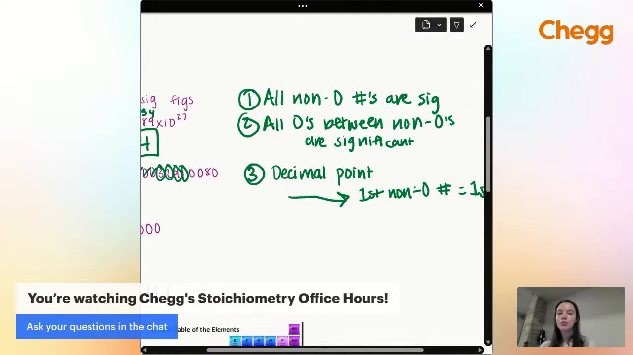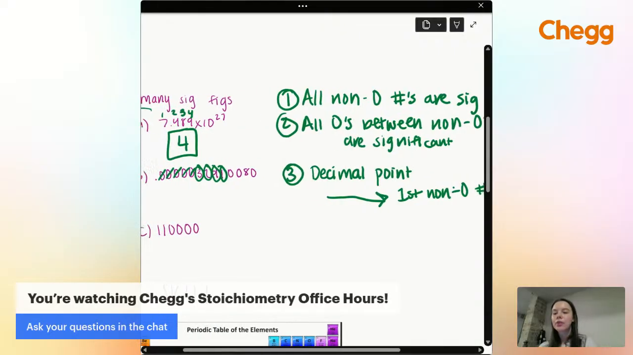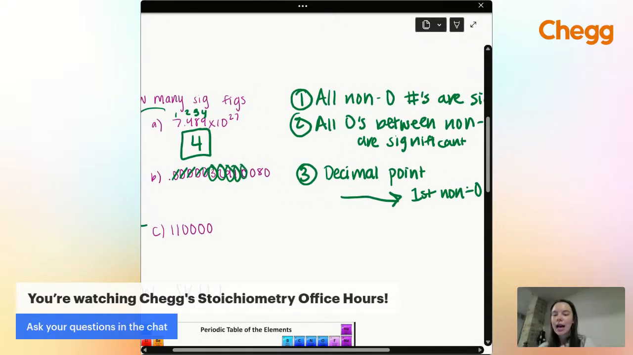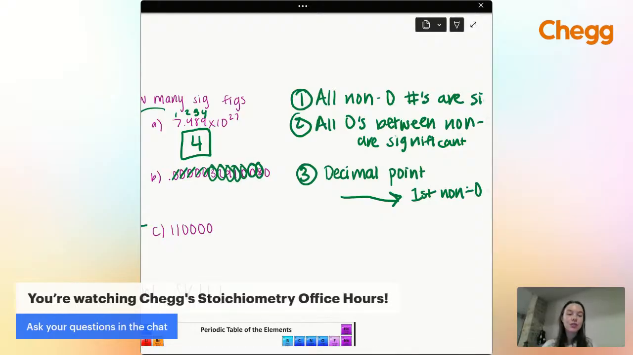Then according to my rule number 2, all zeros between non-zero numbers are significant. So I have two zeros here that are significant, and then I have another non-zero, so that's significant. But then after there's no more non-zero numbers left, everything after that is not significant. So if I count how many sig figs I have, I should get 7.